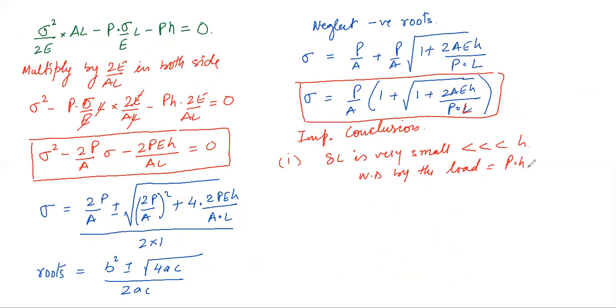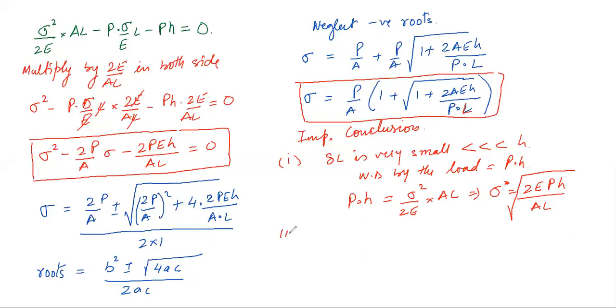So equating the work done by the load to the strain energy stored in the rod, P cross H is defined as what? Sigma square upon 2E into AL, right? And based on this, we can define sigma square is equal to 2EPH by AL. It means what? If you remove the square term and apply an under root here, we can get the value of sigma in this case, right?